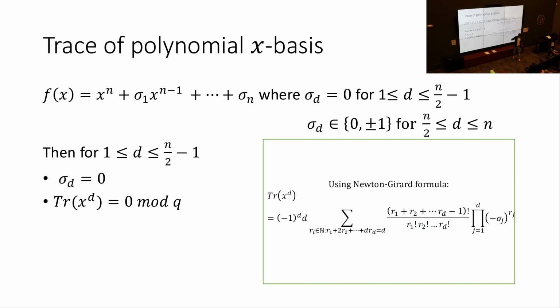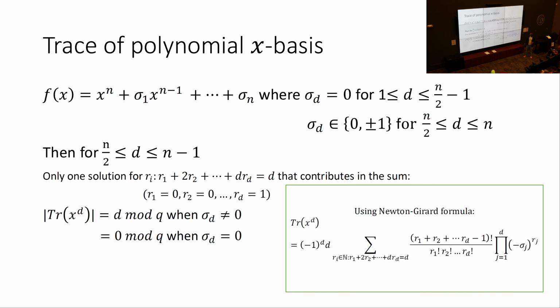Now, since the first half of the symmetric polynomials are all 0, by definition, there is no contribution of sigma j's in the summation, right? So there is no contribution in any way. So the trace of powers of x in this interval is going to be 0, or 0 mod q, whatever; it does not matter. There is no contribution on the trace part, just because the first half of the sigma j's are all 0. So it works perfectly.